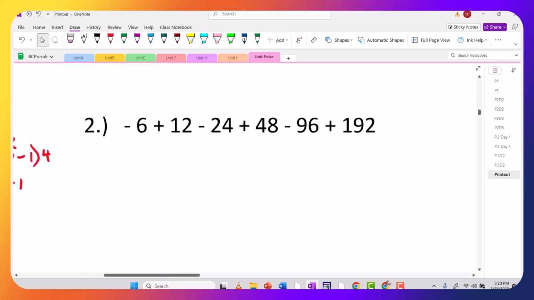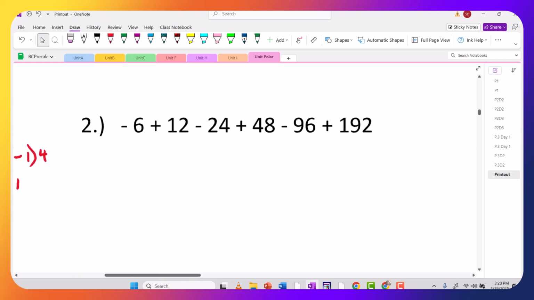All right, looking at this next one, this looks like it's geometric. How do I know that? 12 divided by negative 6 is negative 2. Negative 24 divided by 12 is negative 2. As I move forward, I multiply by negative 2 to get from this term to this term. All right, so I do have that. When we were looking at those terms, that was a sub k.